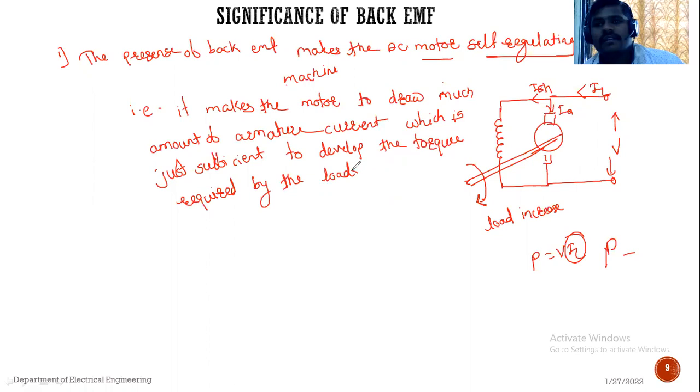See the meaning. What is meant by self-regulating? See, in the presence of back EMF, the DC motor will act as a self-regulating machine. It acts as a machine that regulates itself. What is meant by self-regulating? That means back EMF makes the motor draw that amount of current which is just sufficient to develop the required amount of torque required by the load.